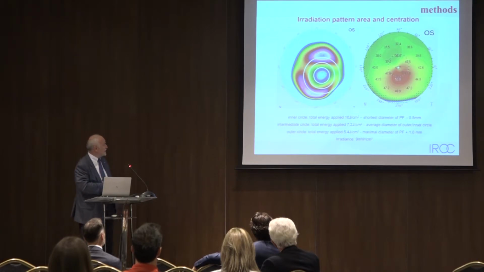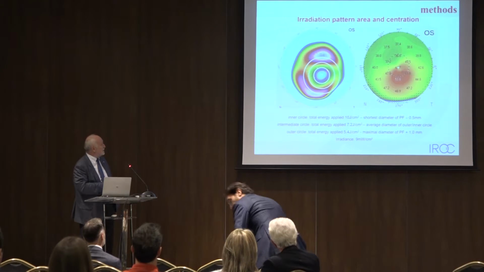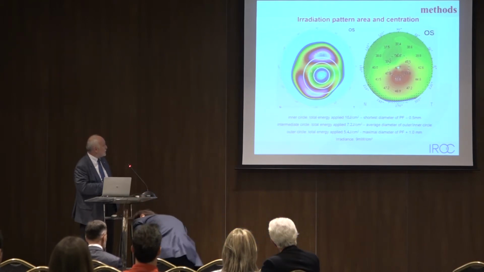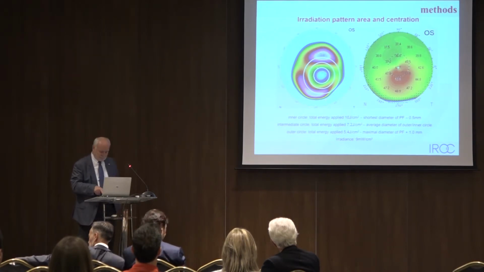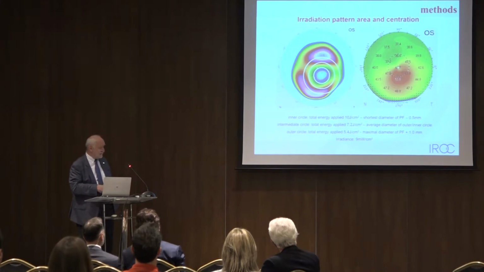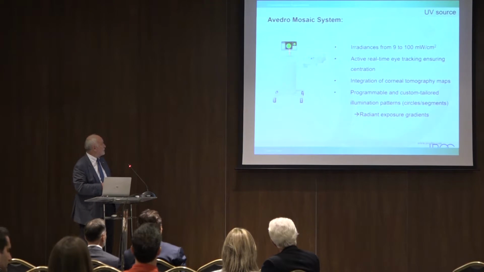That was a young man with an early keratoconus, and we started to do 3 concentric rings, having 10 joules in the center, 7.2 joules here, and 5.4 joules, which is the normal dosage, outside, with a radiance of 9 milliwatts, so it didn't take too much time. That is the system that we were using. Avedro provided us with that machine because we designed it together with them.